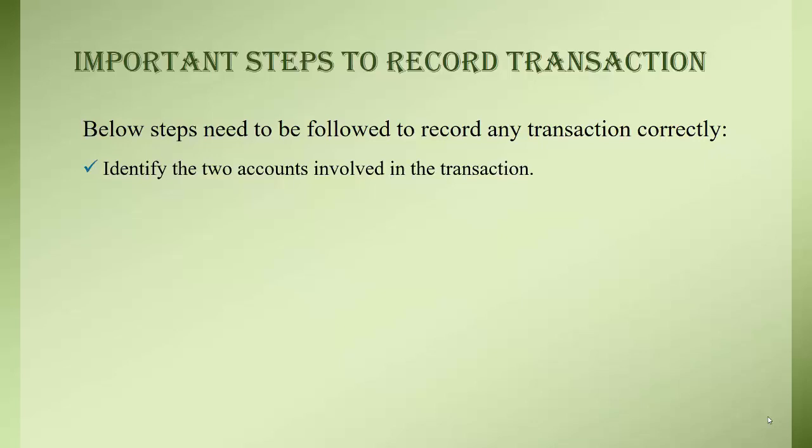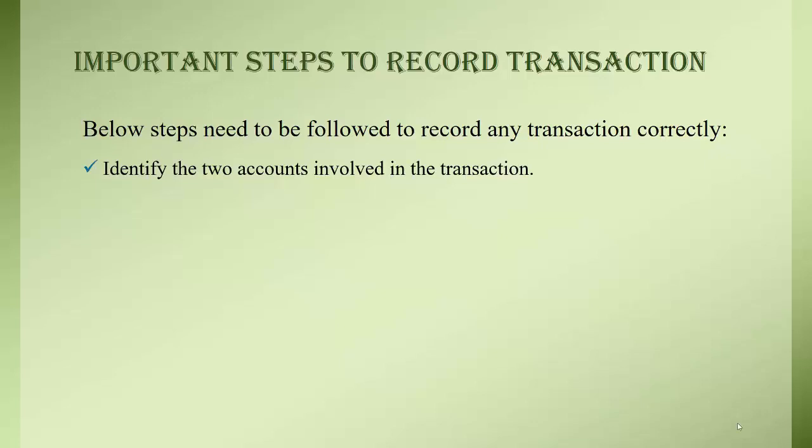If any transaction or event happens in a business, it affects two accounts, for example, purchase goods for cash. In this case, the business is purchasing goods, so the goods are coming in and cash is going out. So first you have to identify the accounts involved in any transaction. In this transaction, the two accounts involved are purchase account and cash account.